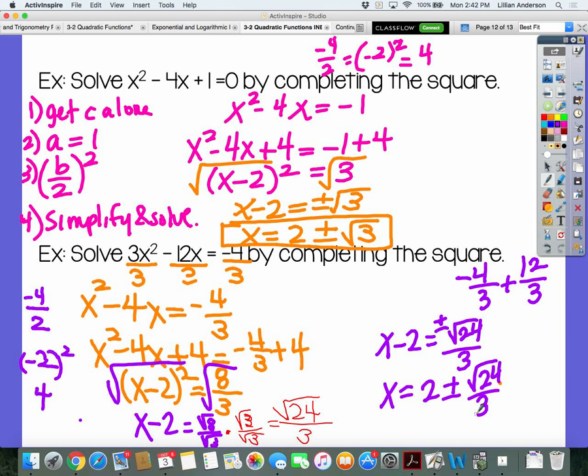You can break down the 24. How does 24 break down? 2 on the outside, 6 on the inside. So our final answer is 2 plus or minus 2 root 6 all over 3. And I know it's kind of hard to see because I ran out of space, it's too big.